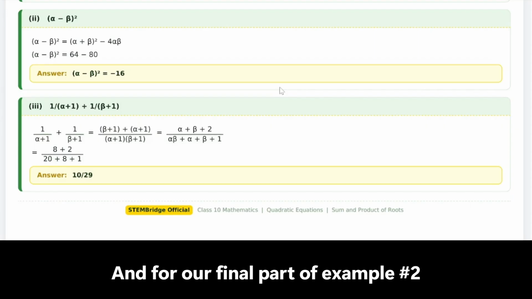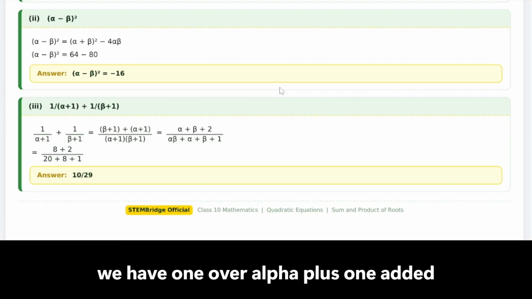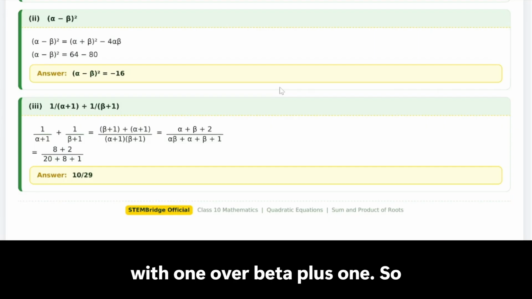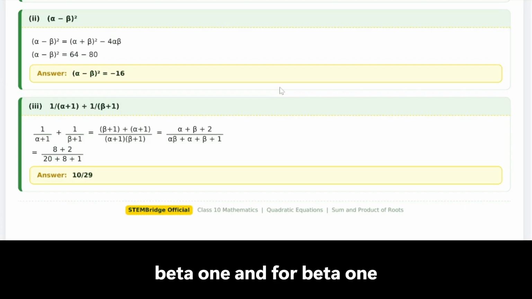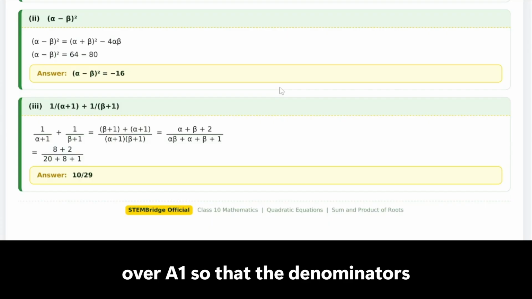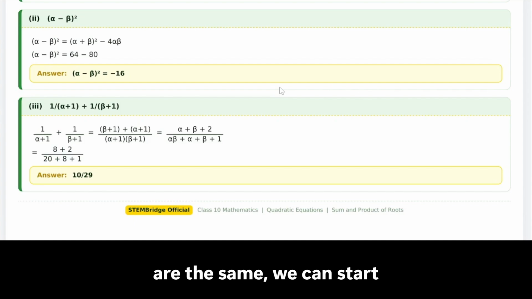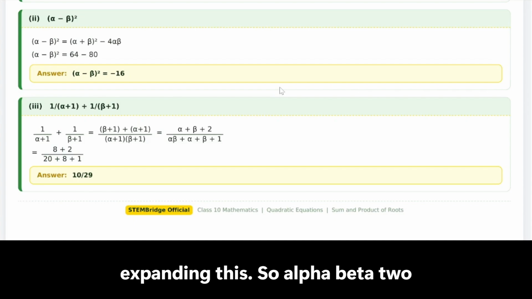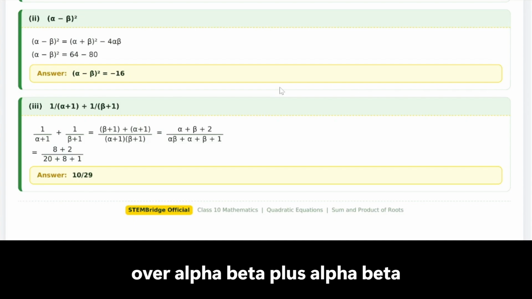And for our final part of example number 2, we have 1 over alpha plus 1 added with 1 over beta plus 1. So for alpha plus 1, we are going to multiply beta plus 1 over beta plus 1. And for beta plus 1, we are going to multiply alpha plus 1 over alpha plus 1, so that the denominators are the same. As the denominators are the same, we can start expanding this. So alpha plus beta plus 2 over alpha beta plus alpha plus beta plus 1.